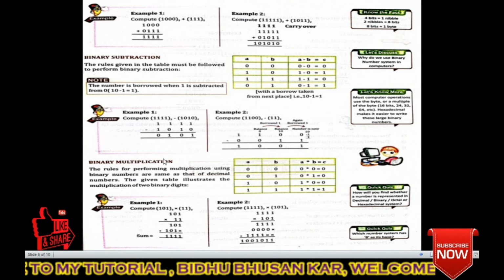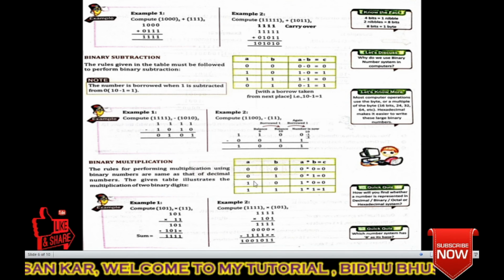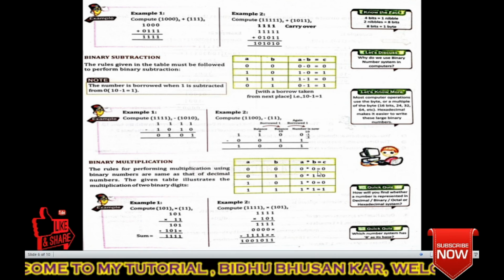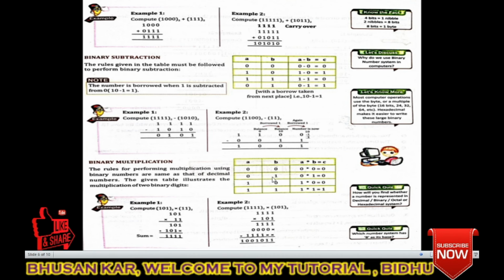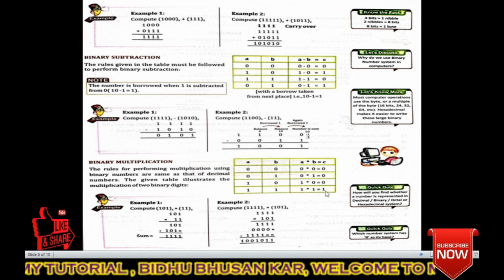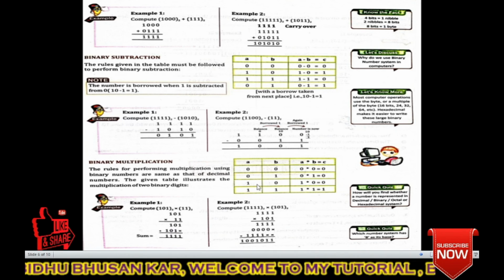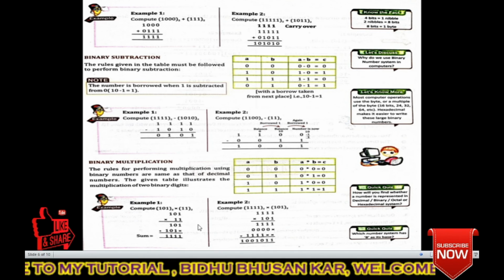Okay, next, binary multiplication. Here also the same thing. Okay, this is column 1 and column 2. Here the formula is 0 into 0 equal to 0, 0 into 1 equal to 0, 1 into 0 equal to 0, 1 into 1 equal to 1. Okay, so these are the binary multiplication rules. So you see example 1 and example 2.